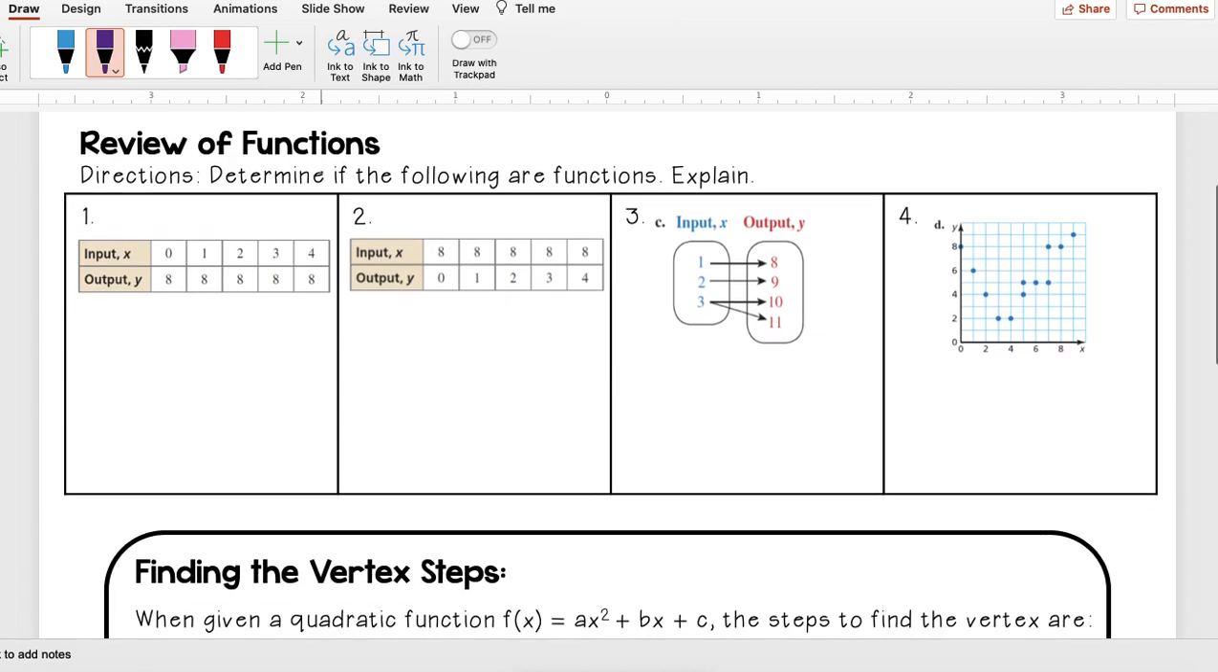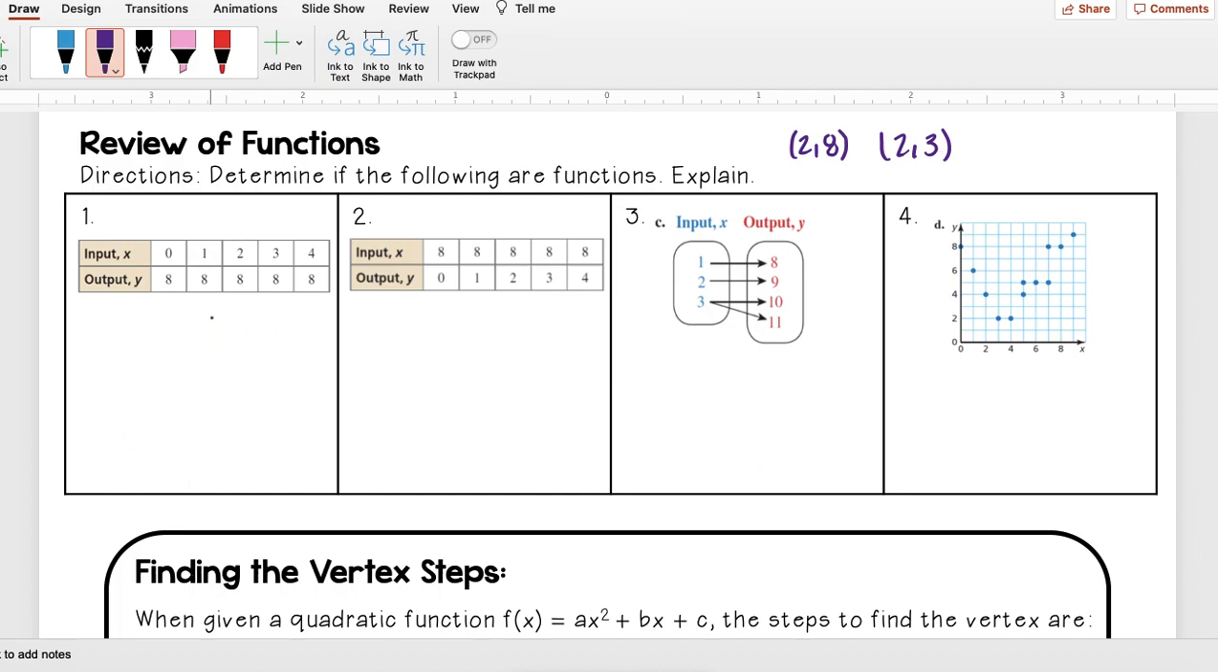And if you recall, for functions, it's a function if every input has exactly one output. So that means that if x is equal to 2, it only has one y value. I can't have 2 points, so for instance, I can have (2, 8), but then also (2, 3). But it doesn't matter if y repeats.